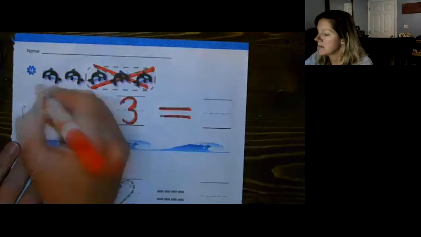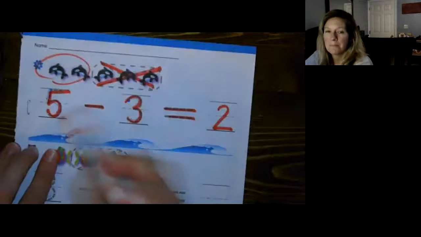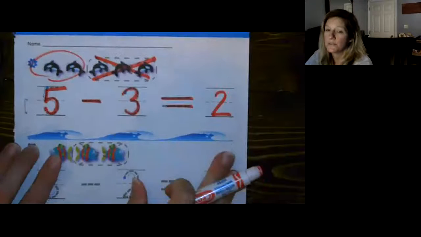How many whales are there in all? 1, 2, 3, 4, 5. 5 whales in all. How many whales are we taking away? 3. These 3 guys here. And how many are left? 2. Go ahead and read that. 5 minus 3 equals 2.